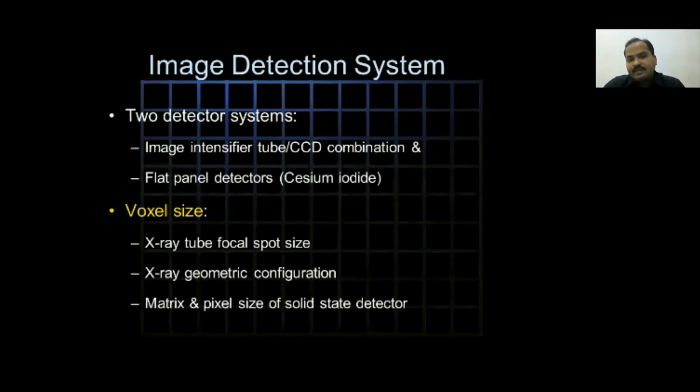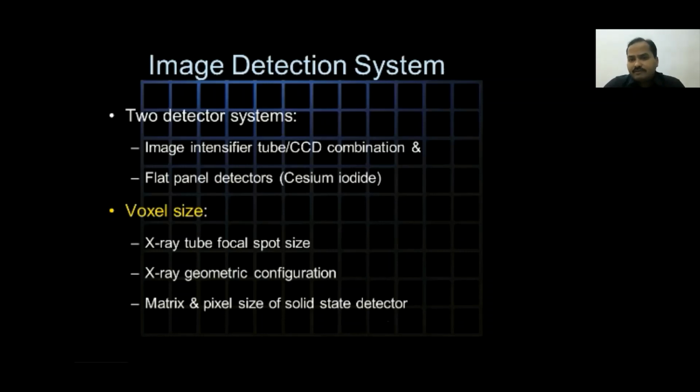Now, in this, the voxel size is also very important. The voxel size will depend upon the X-ray tube and the focal spot size. Lower the focal spot size, the better will be the voxel size. So, sharper will be the image. But to get a lower focal spot size in an X-ray machine or the X-ray generator, it increases the costs. So, an optimum focal spot size is desirable.